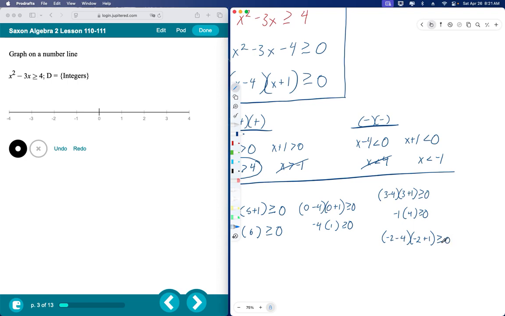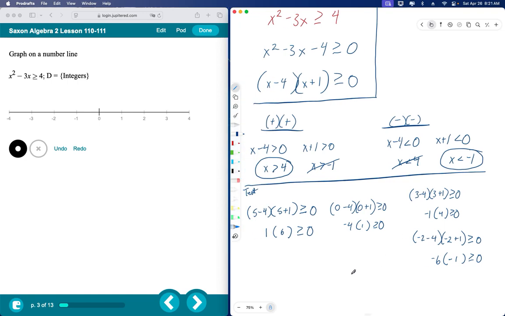Greater than or equal to 0. Negative 6 minus 1. Negative 6 times negative 1 is a positive 6. So that is a positive number, greater than or equal to 0. So those are my true statements, the ones that I'm going to graph. This one and this one, right? You're starting to get the hang of that. It's all about testing them out to see which ones fit.